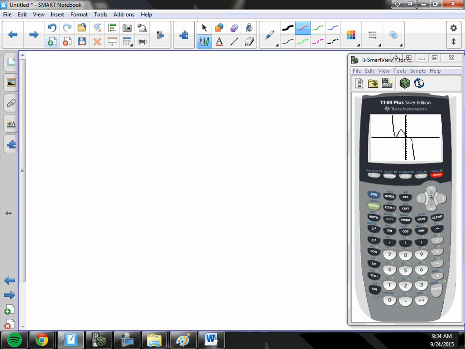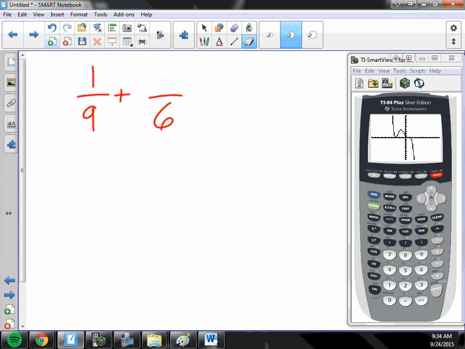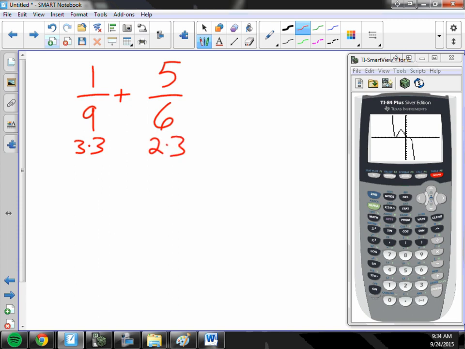What if I had something like 1/9 plus, let's say, 5/6? How do I add two fractions together? I need a common denominator, and to find a common denominator, I need the factors of the denominators. So this one is 3 times 3, and this one is 2 times 3.